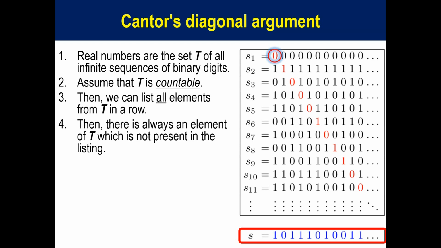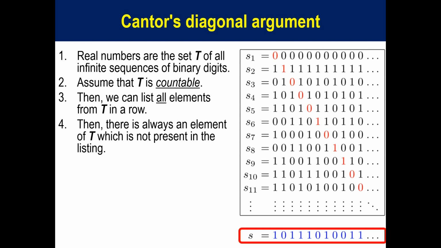The first digit in S1 is 0, thus let the first digit of S be 1, which is complementary to 0. The second digit in S2 is 1, thus let the second digit of S be 0. The third digit in S3 is 0, thus let the third digit of S be 1, and so on. Then S is different from any Si in the list: different from S1 in the first digit, different from S2 in the second digit, different from S3 in the third digit, and so on.